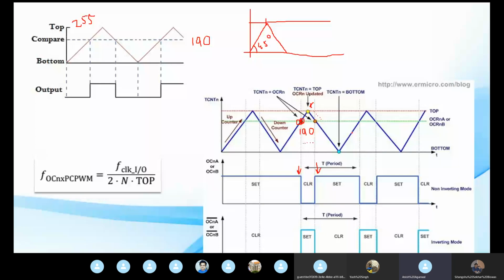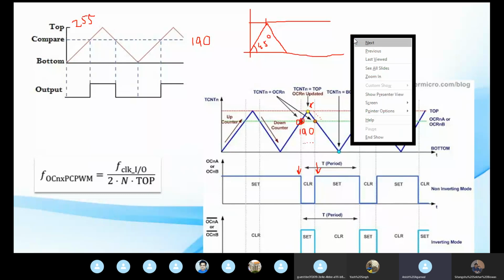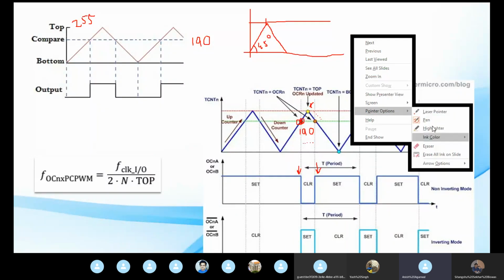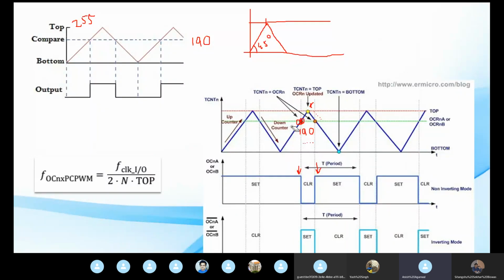Now this is the non-inverting mode. The first graph that you are seeing, where you can see the two arrows, is the non-inverting mode. At first it encountered 190 while up counting, and it was cleared. And then while down counting, it was again set. So we can say this is clear while up counting, and set while down counting.